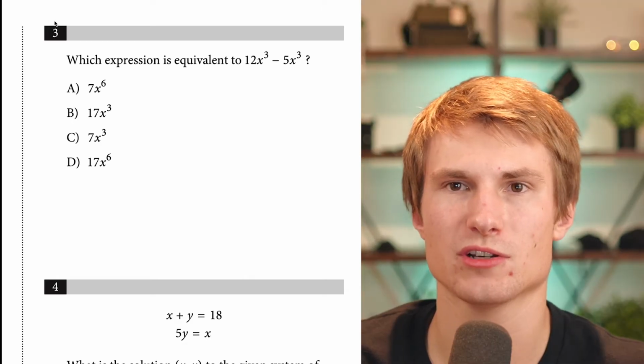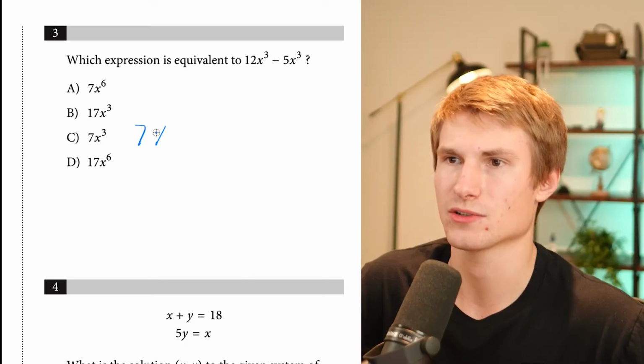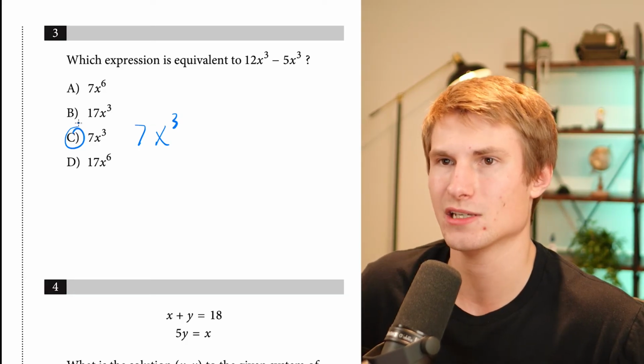Here's question number 3, which expression is equivalent to 12x cubed minus 5x cubed. That's going to leave us with 7x cubed. That's just simple subtraction. Answer's got to be C. We'll move on to question number 4.